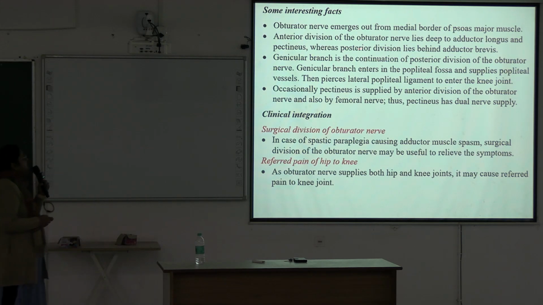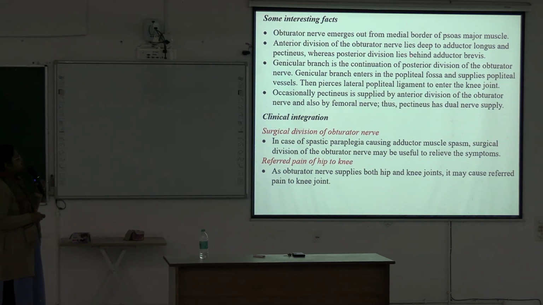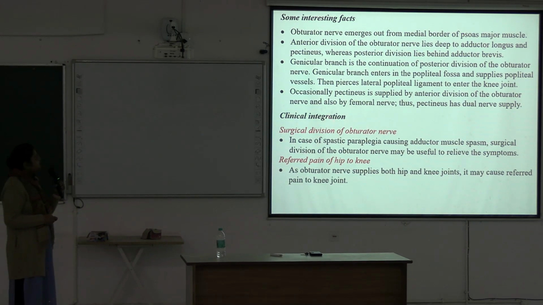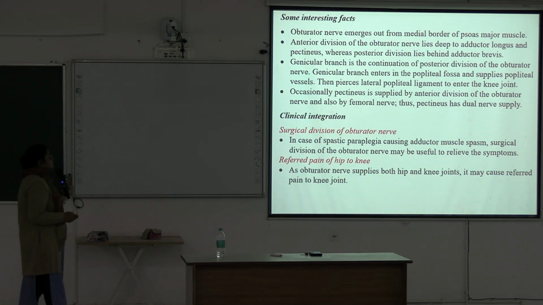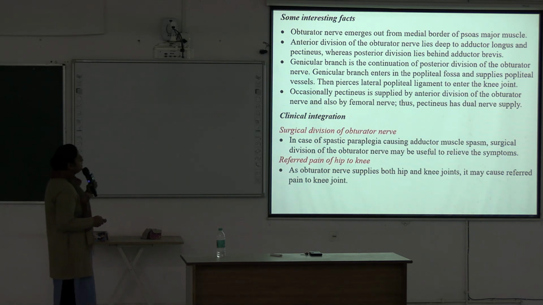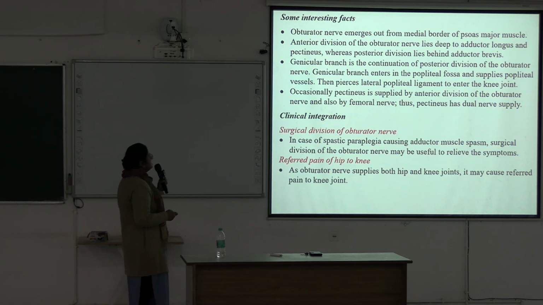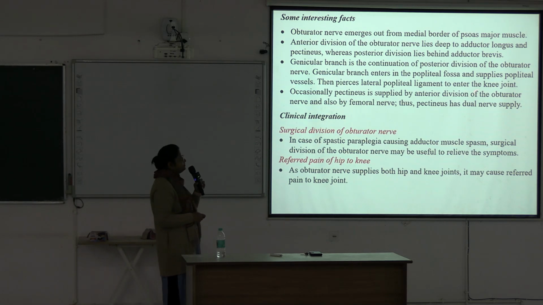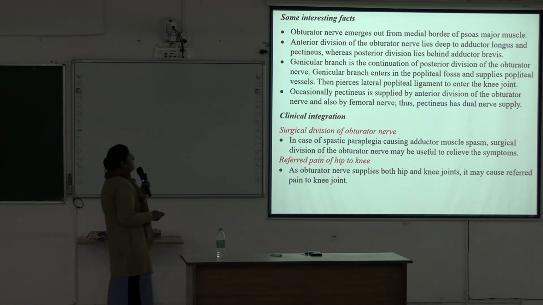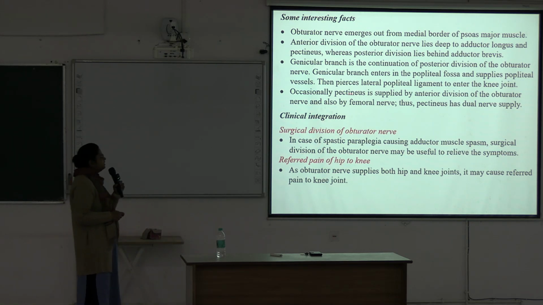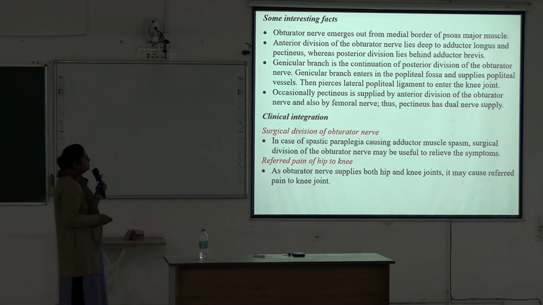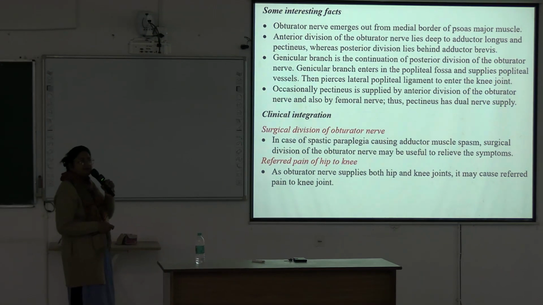The obturator nerve emerges from the medial border of psoas major. The anterior division lies deep to longus and pectineus, whereas the posterior division lies behind adductor brevis. The genicular branch is a continuation of the posterior division; it enters the popliteal fossa, supplies the popliteal vessels, and then pierces the lateral popliteal ligament to enter the knee joint. Occasionally, pectineus is supplied by the anterior division of the obturator nerve and also by the femoral nerve, and thus pectineus has a dual nerve supply.